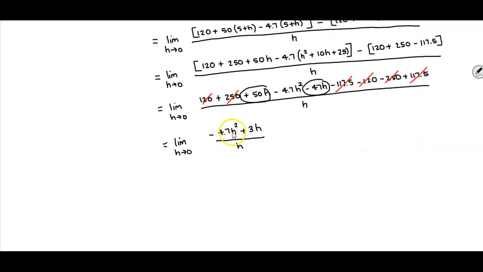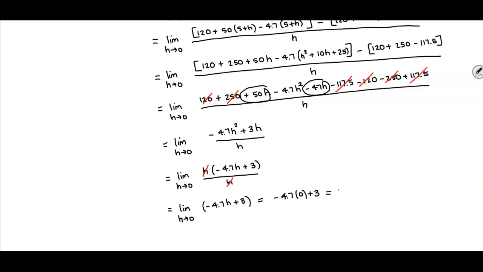Now we still need to factor this, so we're going to factor out the h in the numerator. We have the limit as h approaches 0. Factoring out the h, what we have left is negative 4.7h plus 3, divided by h. Then we can simplify the h. Now we want to find the limit as h approaches 0 of the function negative 4.7h plus 3. When we evaluate that as h approaches 0, we get negative 4.7 times 0 plus 3, which is equal to 3.